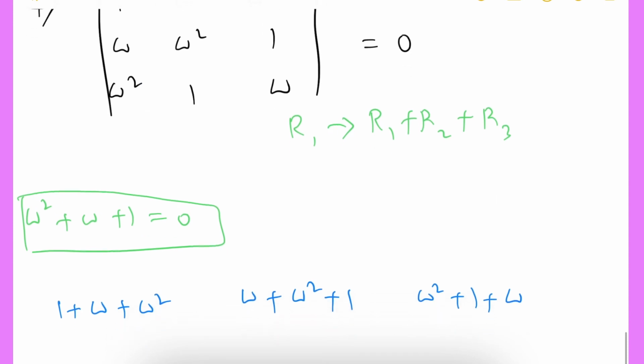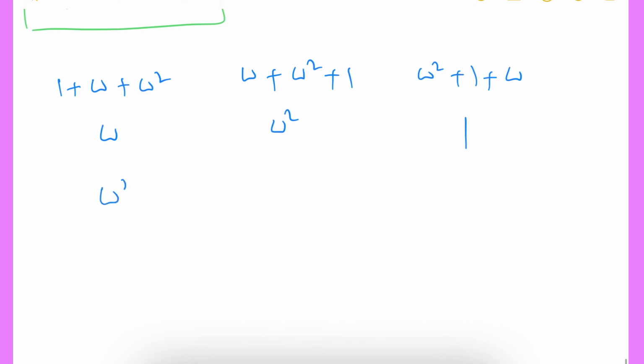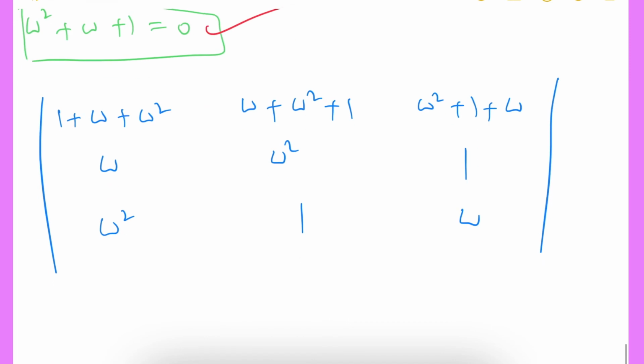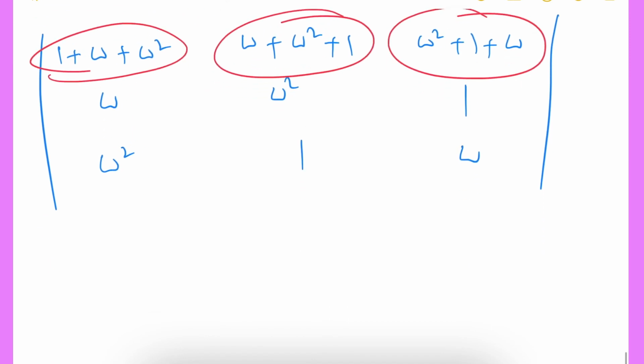Second row is omega square, 1, omega, and third row is omega square, 1, omega. Okay, let us simplify this further. Already we know the formula, omega square plus omega plus 1 is equal to 0. So this value will become 0, this will become 0, this will also become 0. So now the first row will be total zeros: 0, 0, 0. Then comes omega square, 1, omega, then omega square, 1 and omega.